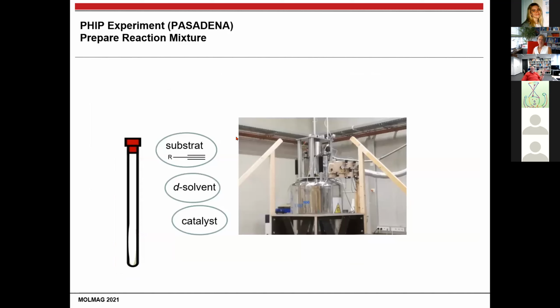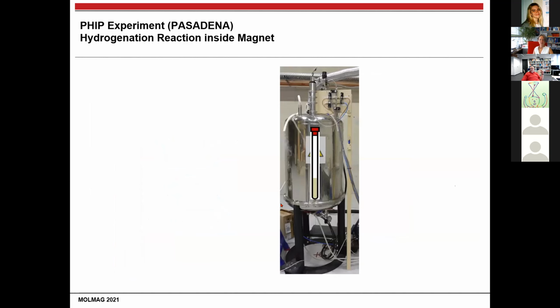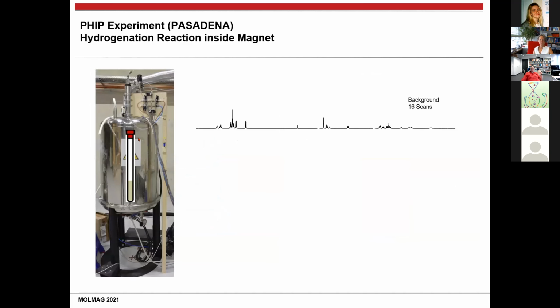And now let's look at how the experiment is working. So in the first step, we just put our substrate in a normal NMR tube. Place the NMR tube inside of the spectrometer. Then inside of the spectrometer, we can start measuring the first spectrum, which is just before any reaction has taken place. Then we bubble parahydrogen through it. Once more we measure the spectra, and then you see these very strong antiphase signals, which are characteristic for the FIP effect.